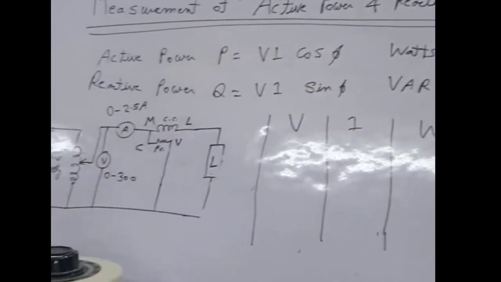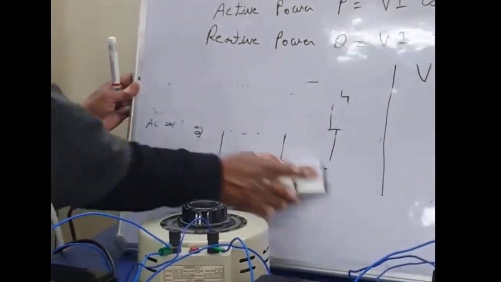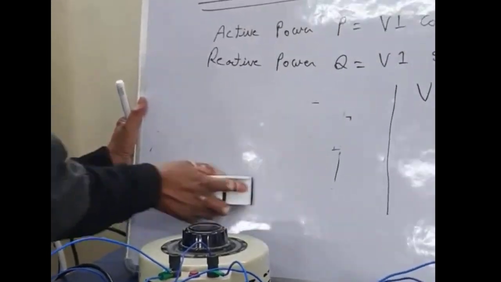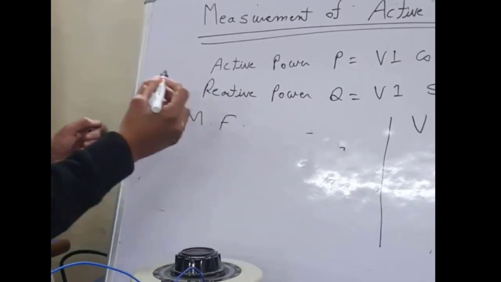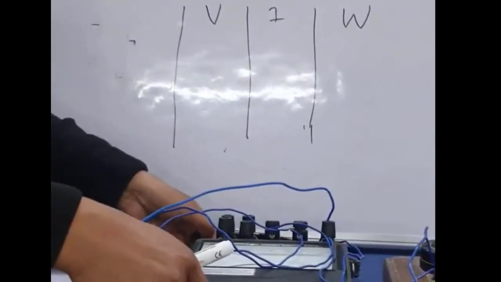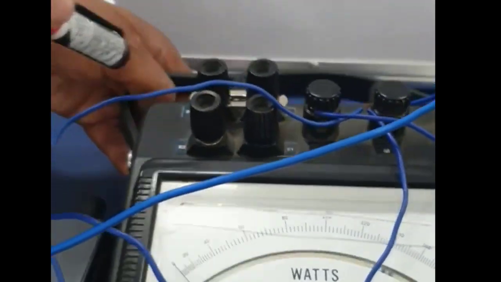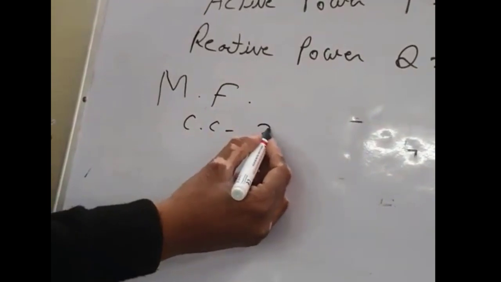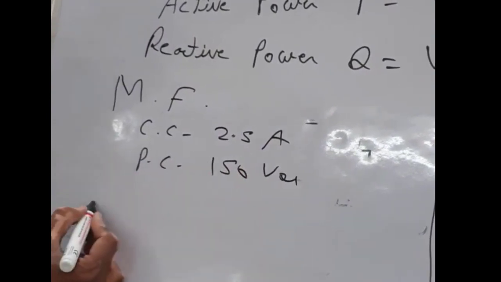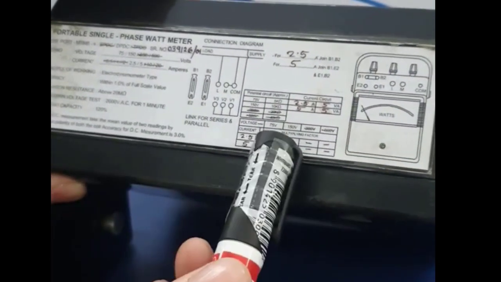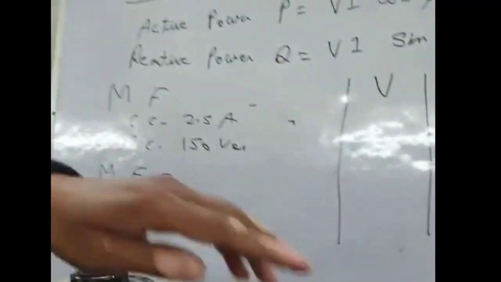Take the observations. Second, the one most important thing in this apparatus, wattmeter, is the multiplying factor. MF, multiplying factor, basically depends on the position of the current coil and pressure coil. The current coil we are using is 2.5 ampere, and the pressure coil we are using is 150 volt. In that condition, the multiplying factor of this wattmeter, as per the specifications of this table, 2.5 and 150, MF is 2.